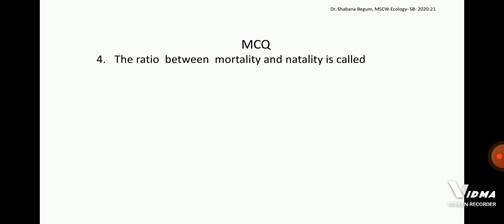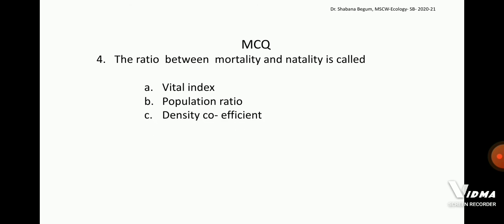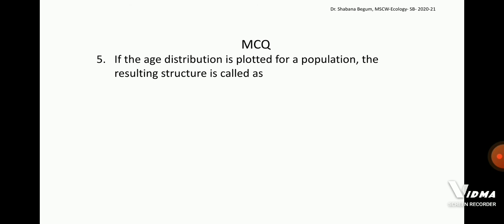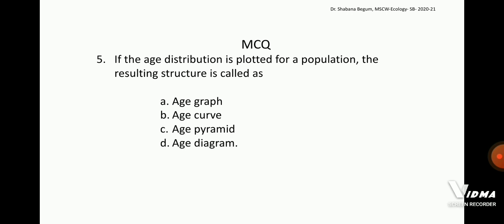Next question: the ratio between mortality and natality is called A, vital index; B, population ratio; C, density coefficient; and D, census ratio. The answer is option A, that is the vital index, which I have already discussed. One more question: if the age distribution is plotted for a population, the resulting structure is called A, age graph; B, age curve; C, age pyramid; and D, age diagram. And the answer is C, which is the age pyramid.